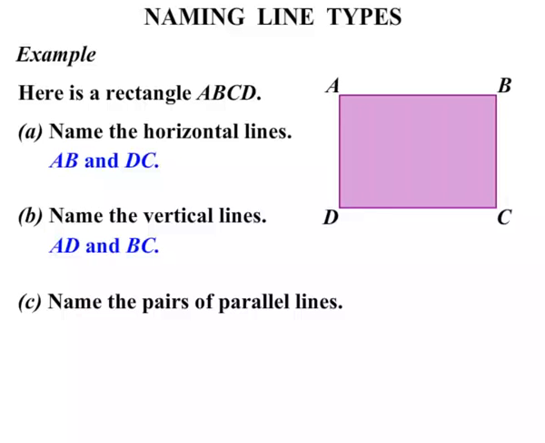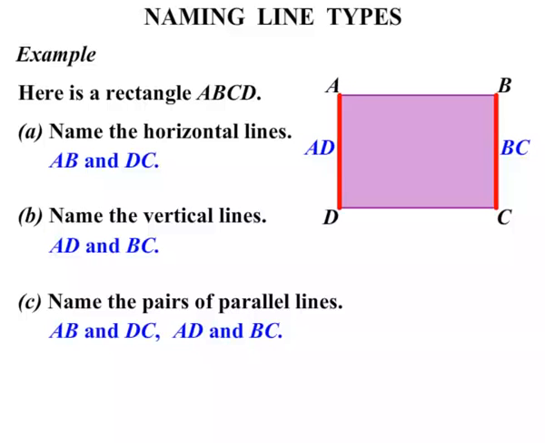Name the pairs of parallel lines. Well, looking at those two lines there, they're the horizontal lines, they're parallel. So AB and DC. Is there another pair? What about these ones here shown? So that line AD and that line BC, well, they're parallel as well. So let's write that in, AD and BC.